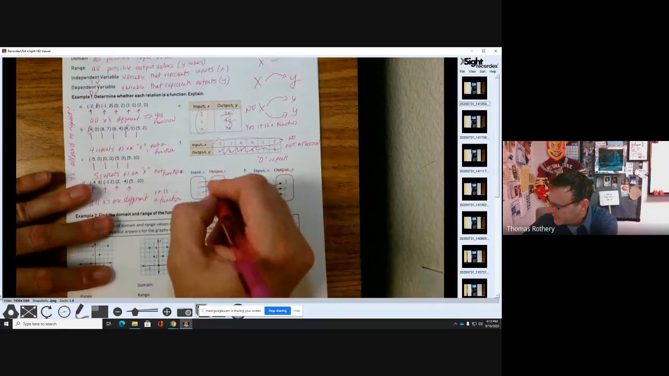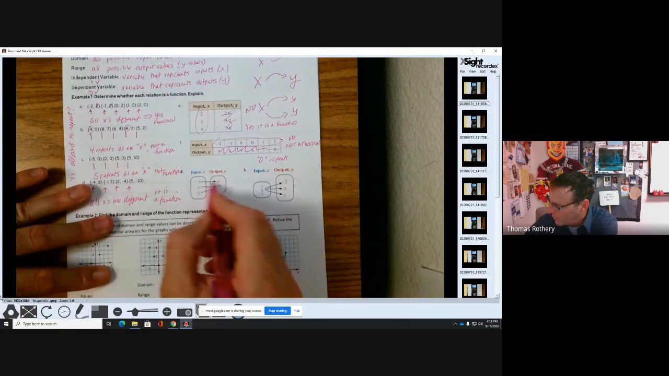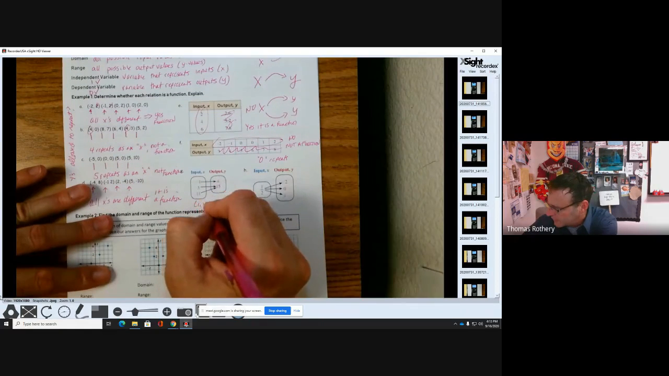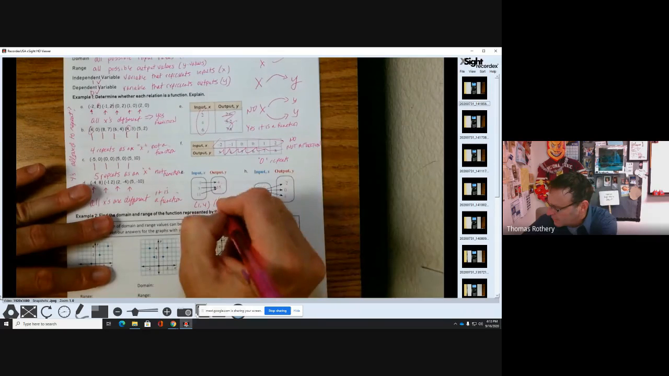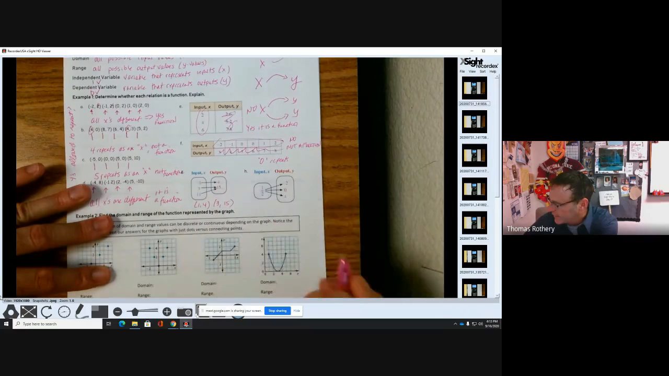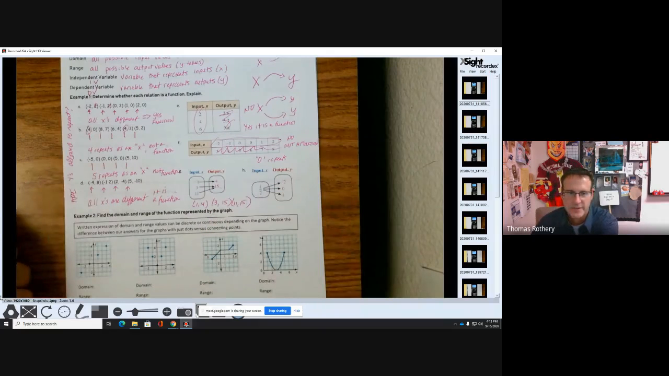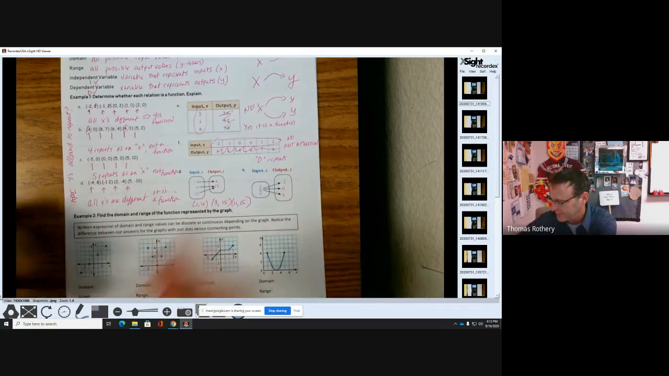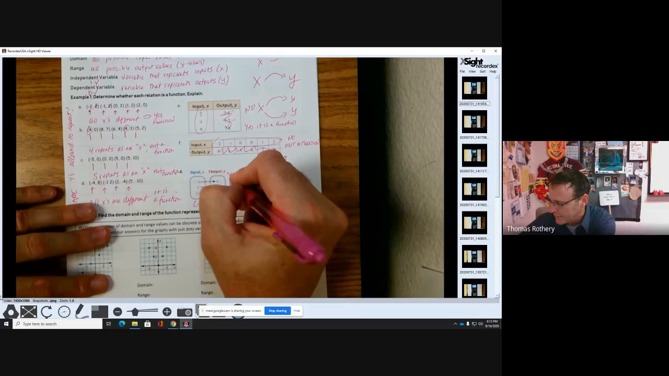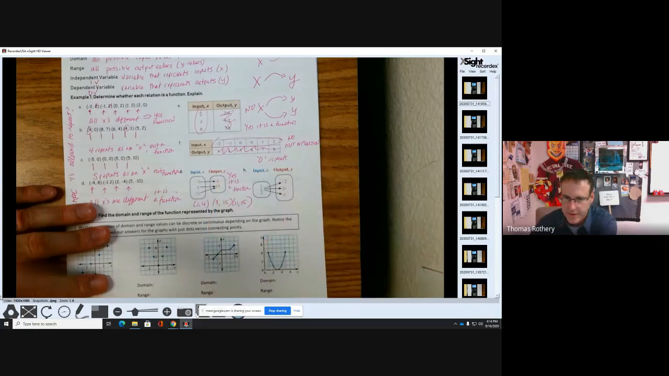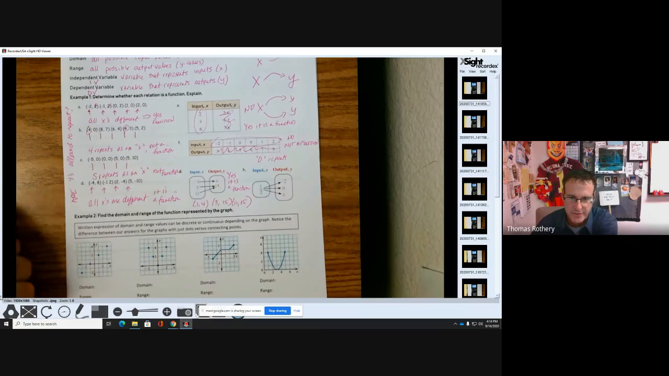If you look at this, it says when x is 1, y is 4. So I can look at it like this. When x is 3, y is 15. And when x is 11, y is 15. Okay. Are all the x's different? Yes. So it is a function. And again, it's because all the x's are different.